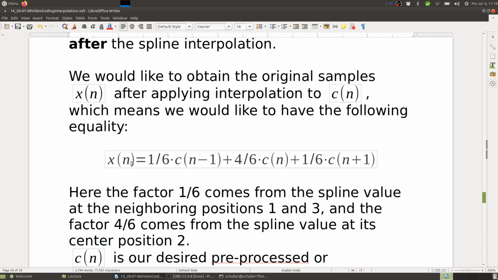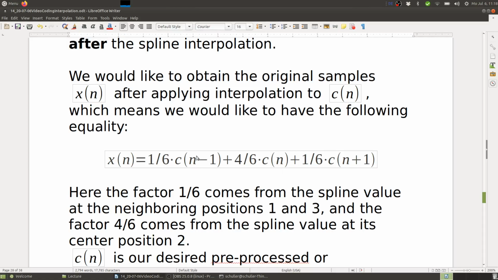And we want these x of n to be the originals. So this x of n is our original pixel value, which we have already because it's on the integer grid. So we don't want to change it. We say the original pixel values are correct. We don't want to change them. But now we have a condition here. This equation shows us how to choose C to obtain X.